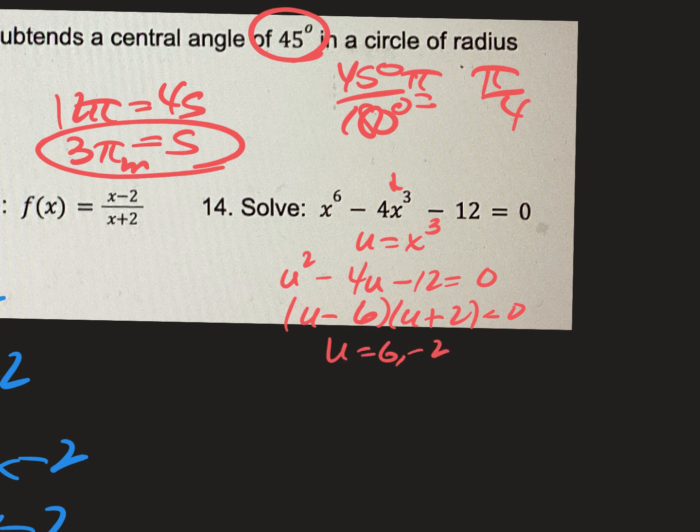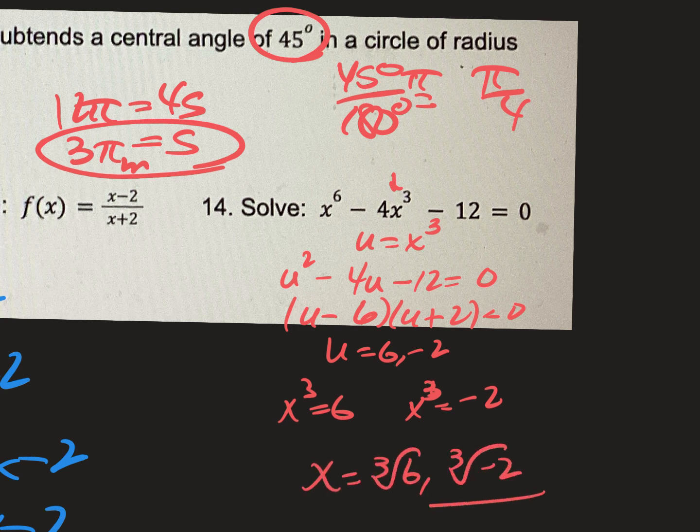Don't stop there because nobody cares about u. So what is u? U is x cubed. So it means x cubed is 6 and also x cubed is negative 2. The way you solve those is you take the cube root of each side. So I'm going to get the cube root of 6 and the cube root of negative 2. And guys, that's it. I thought there were more, but that's all there is.